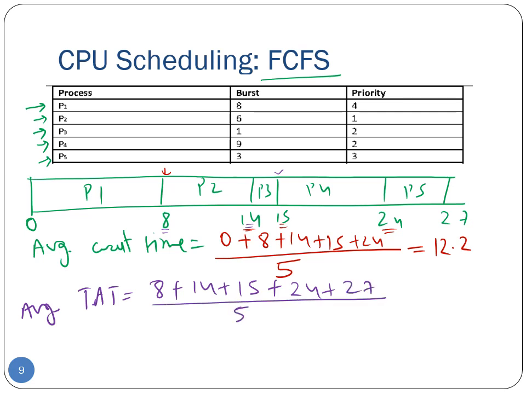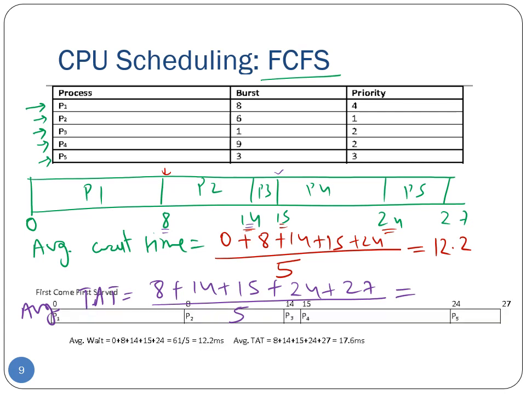So add all of these and divide by 5. Whatever number we get, that's the average turnaround time for FCFS algorithm for these processes. So this would be 17.6 time units. The answer is also summarized over here.